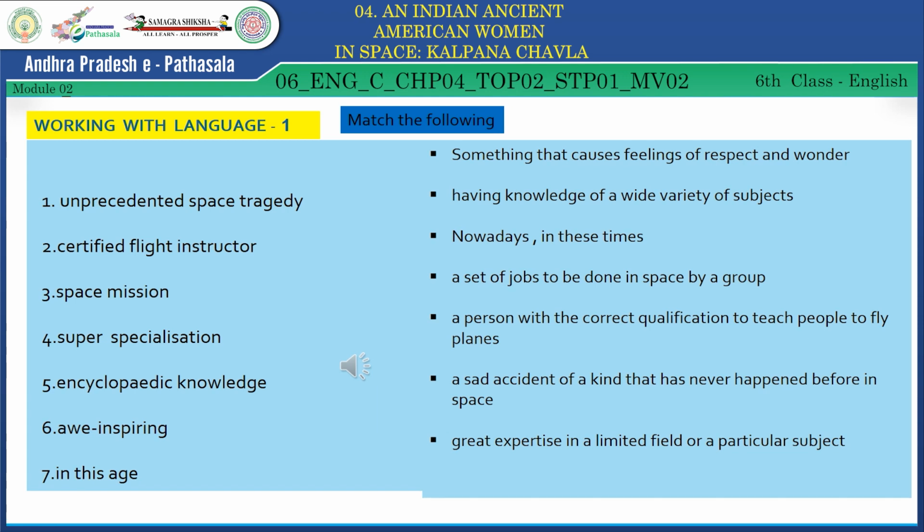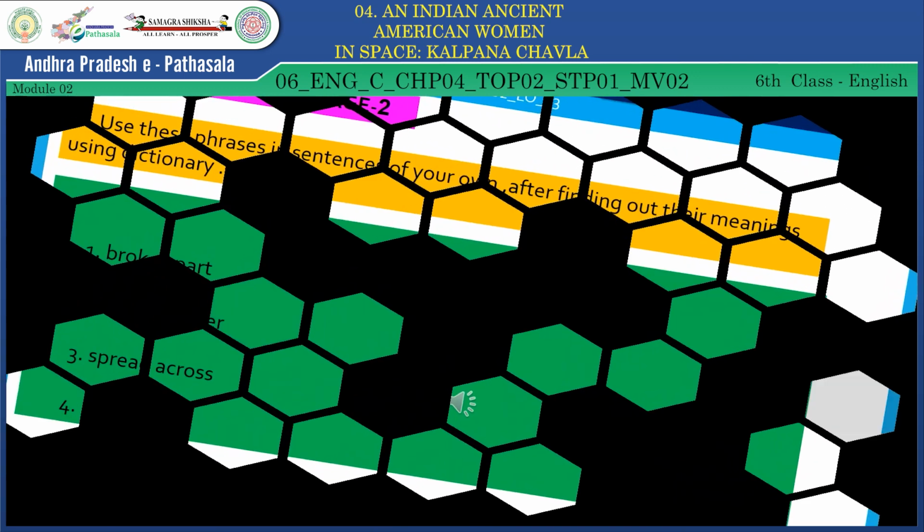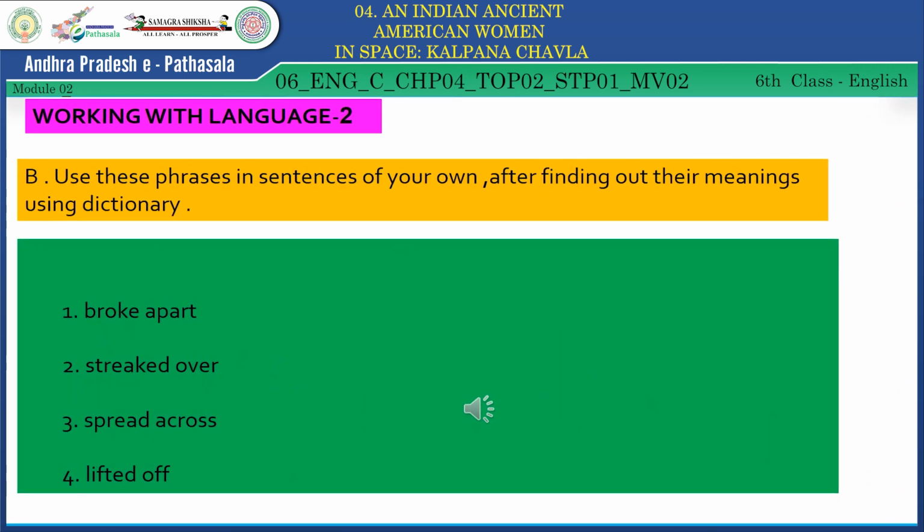Be ready to enter into the working with the language 2. Working with language 2. B. Use these phrases in sentences of your own after finding out their meanings using dictionary. First one, phrase 1, broke apart. Number 2, streaked over. Number 3, spread across. Number 4, lifted off.